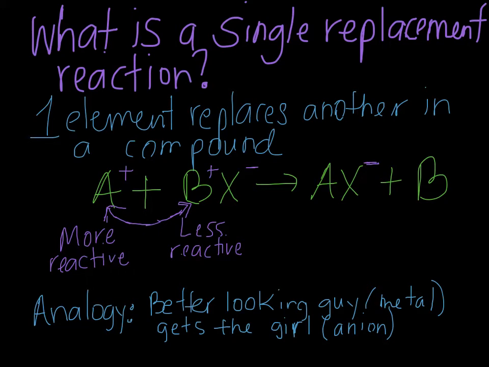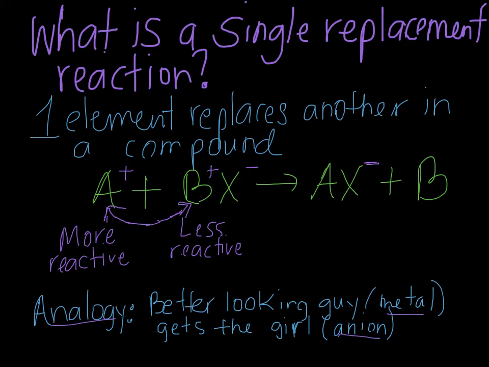I like to use an analogy of A is usually some sort of single guy, and B and X are a couple. And so A is more reactive or better looking, and he's going to steal the girl away from the other guy. And so the analogy that I always use to explain these is that the better looking guy, which is our metal, gets the girl, which is an anion. Now that's not true in life, so don't take that to heart, but it's just an analogy that we use to explain these reactions.